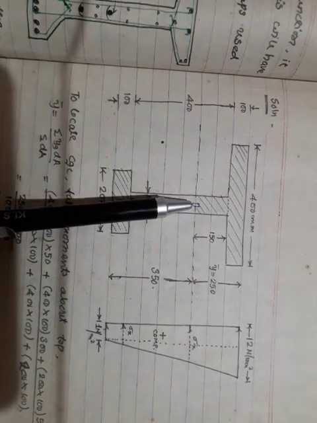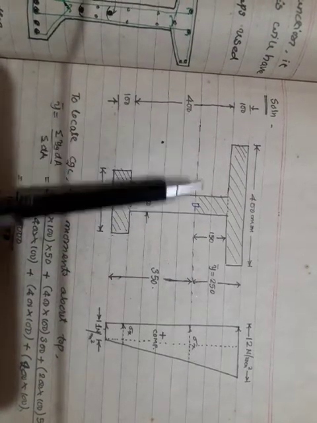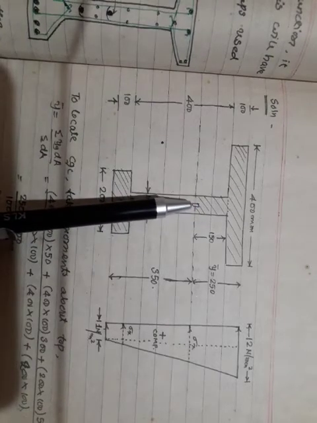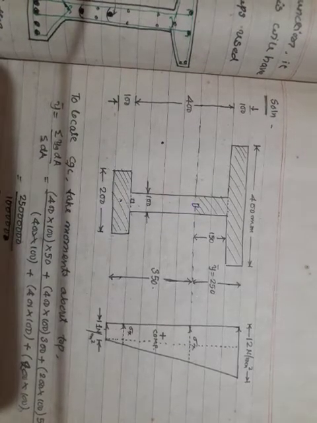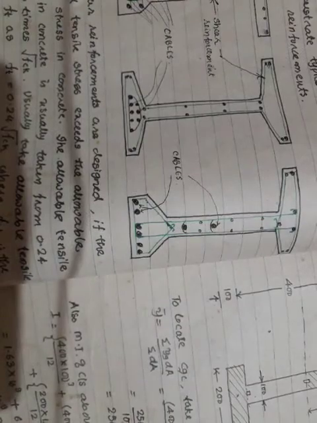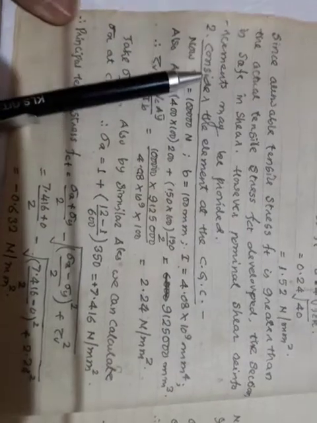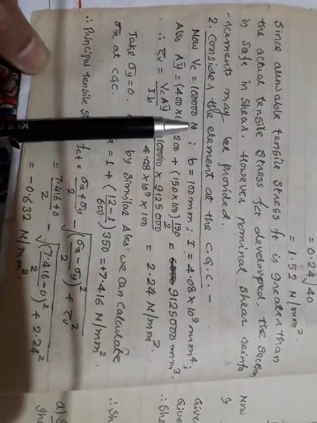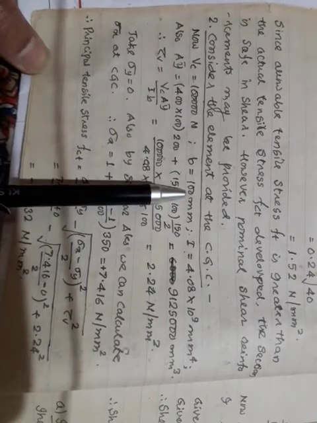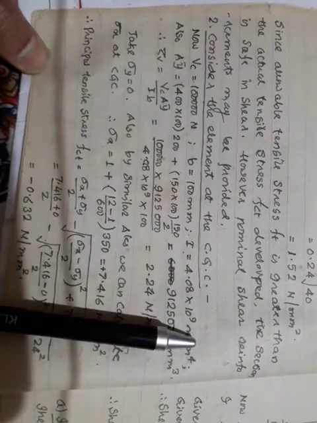But again, the problem is not yet over. Your IS code says that you will have to consider one element at the CGC. At the CGC, I have to now calculate tau v, etc. So the second check is to consider the element at the CGC. Now Vc remains the same, b remains the same, b is in the web only, and I remains the same.